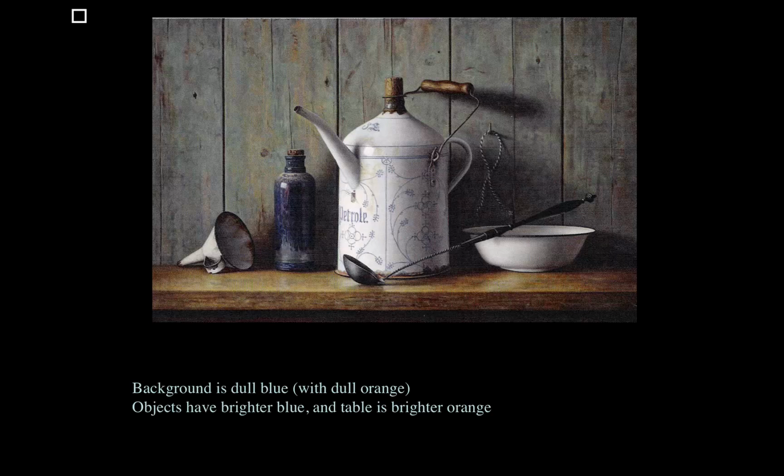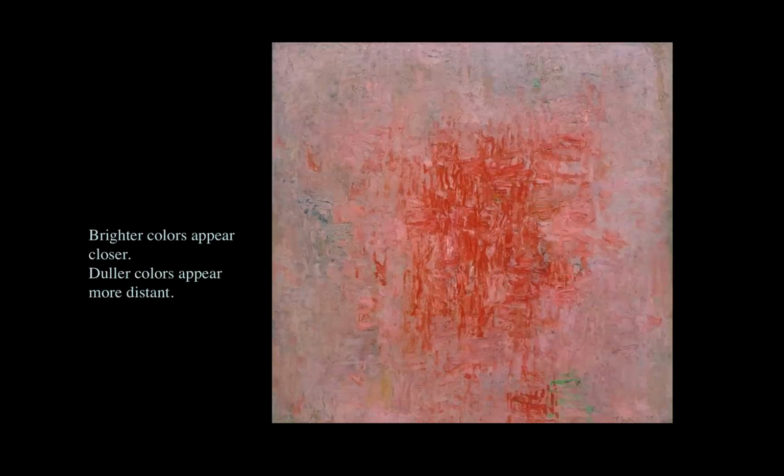This still life is mostly blue and orange, but the brightness of the orange wood shelf is far more saturated than the streaks of orange in the background wall. The blue on the bottles is also more saturated than the generally dull blue background colors. So this image has a lot more space than the narrow shelf implies it should.